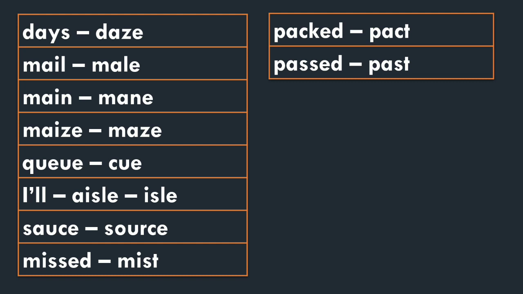Next is packed, P-A-C-K-E-D and P-A-C-T. The pronunciation is packed. P-A-C-K-E-D is the past form of pack, that we pack our luggage, we say. And P-A-C-T, pact, is an agreement that we make with someone. And the last is past, P-A-S-S-E-D and P-A-S-T. The pronunciation is past. So P-A-S-S-E-D means to pass in exam, like that. And P-A-S-T, past, is the time that is bygone time.